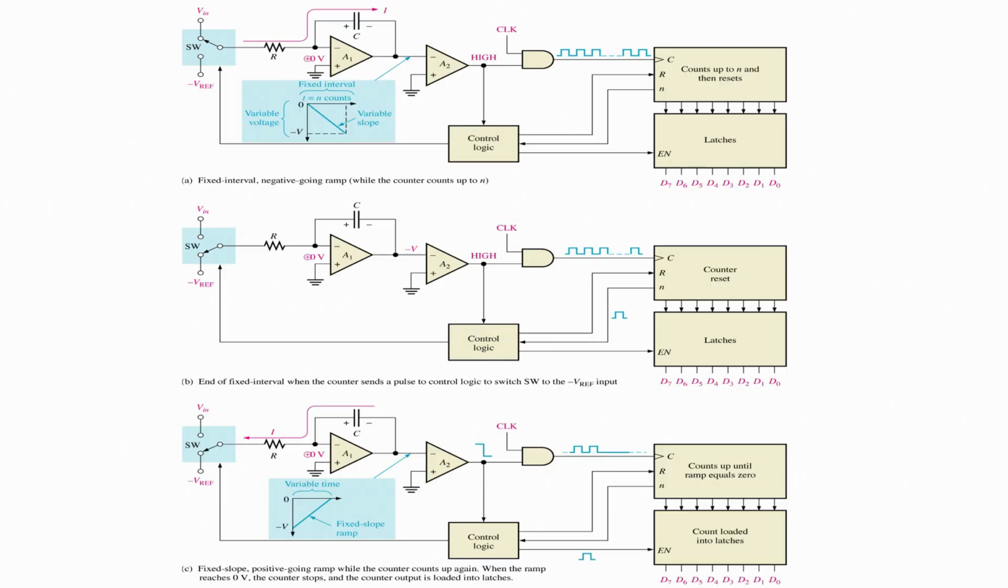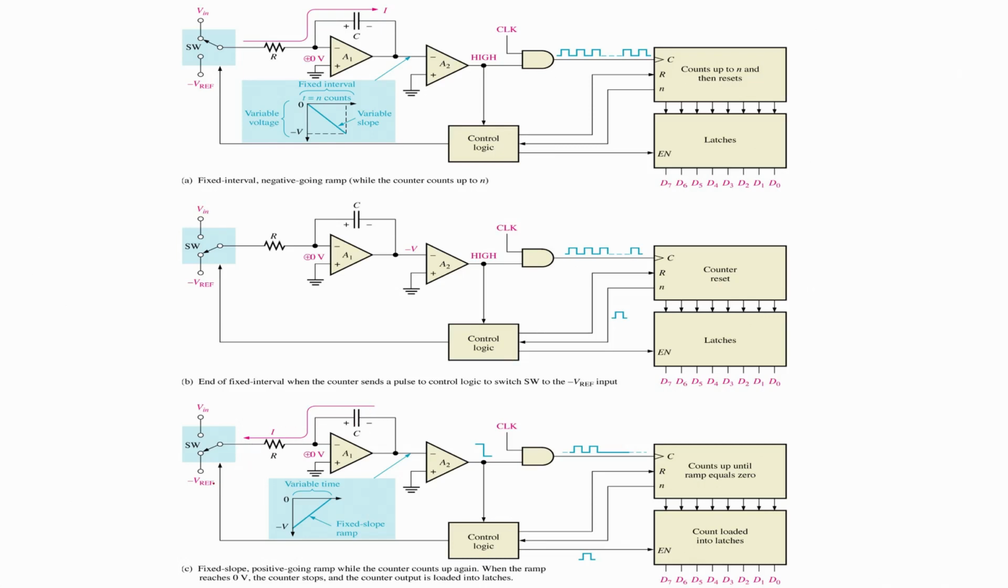Now, this whole process is illustrated right over here, where initially the capacitor is charging while the counter counts up to n and then it resets. When it is connected to +Vin, it is charging. When it is connected to the reference, then because the reset signal is sent, the capacitor will start discharging.